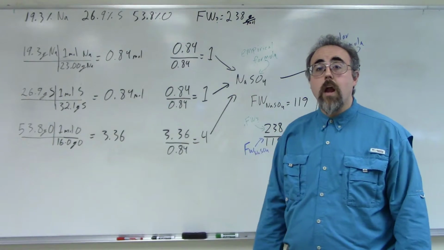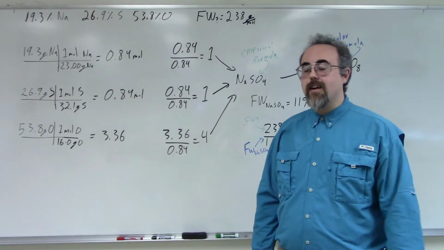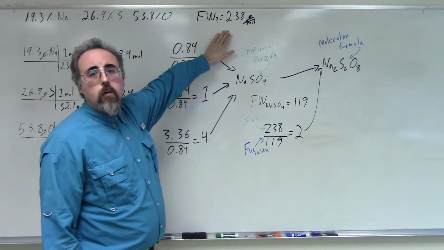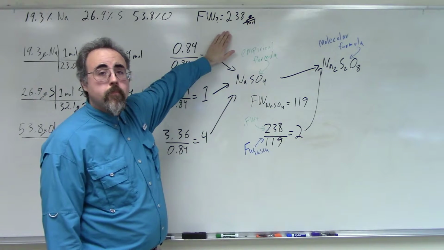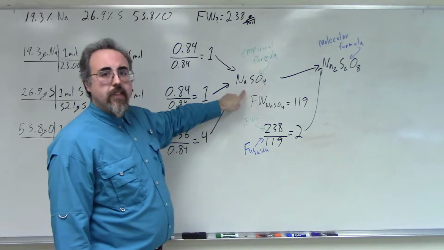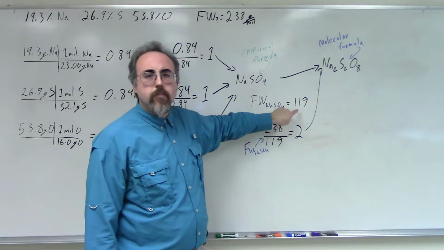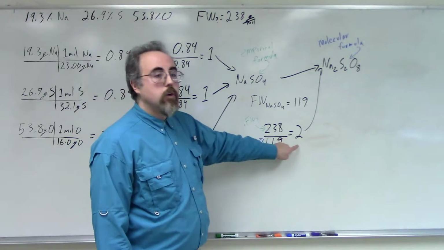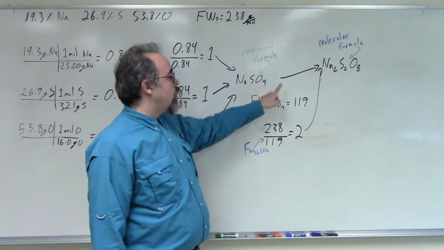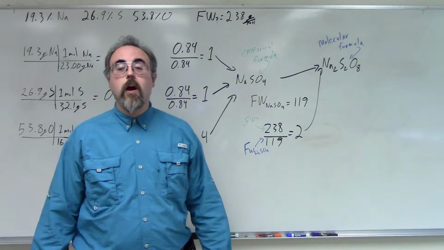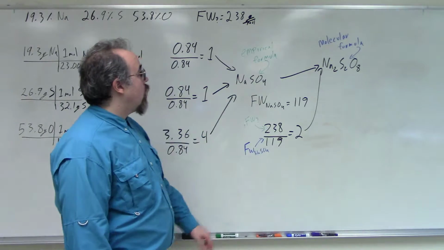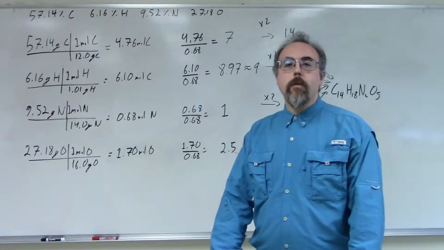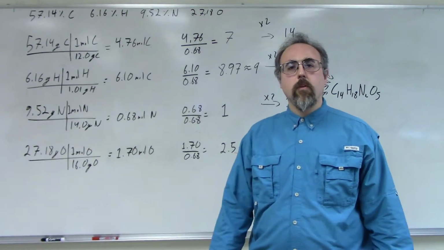And if that's all I'm looking for, I'm done. But I'm not done because I want more. Now, I know that the formula weight of my compound is 238 grams per mole. I can calculate the formula weight of this, and I find that's 119. These two don't match. So I'm going to figure out a ratio. Okay, I do that, and I get a ratio of 2. That means that I have 2 empirical formulas in my molecular formula. I times everybody by 2. So my molecular formula will be Na2S2O8.